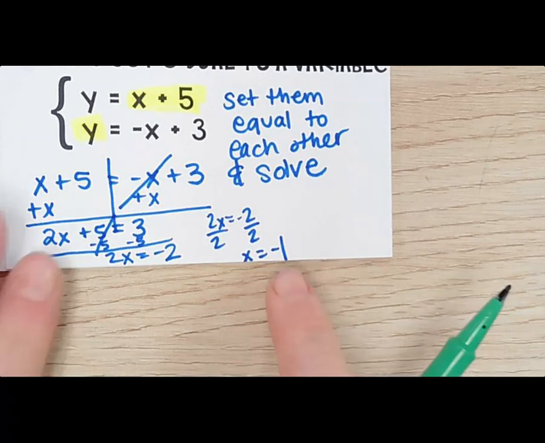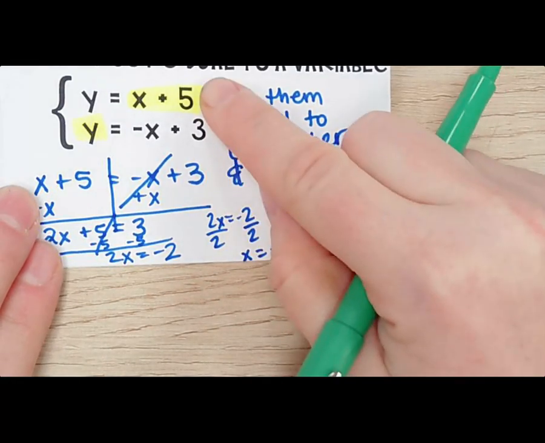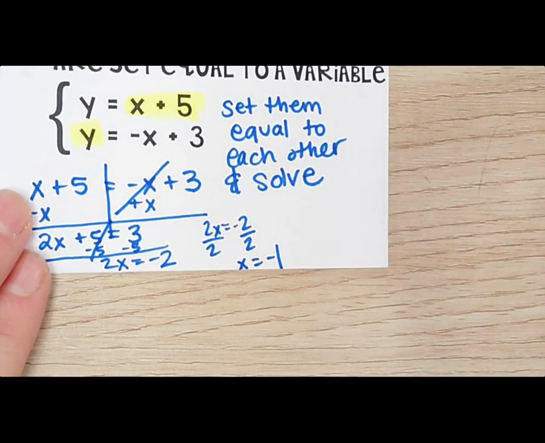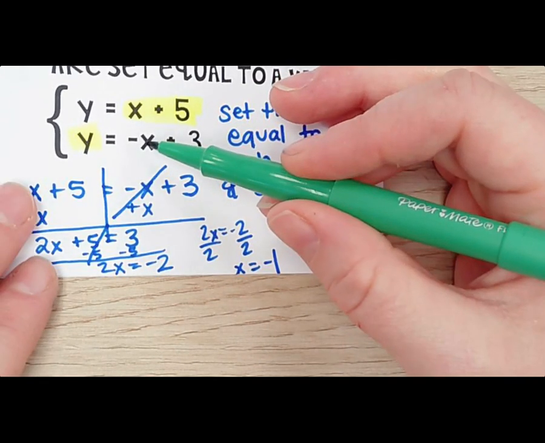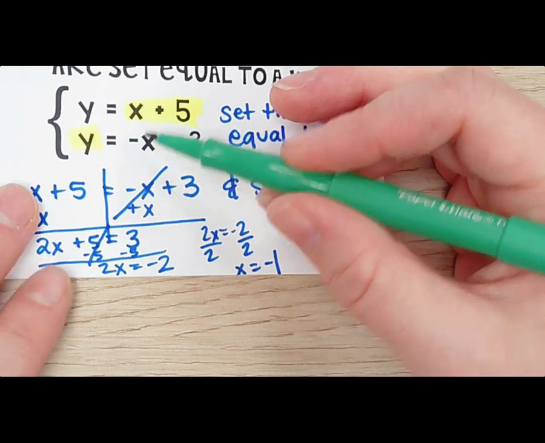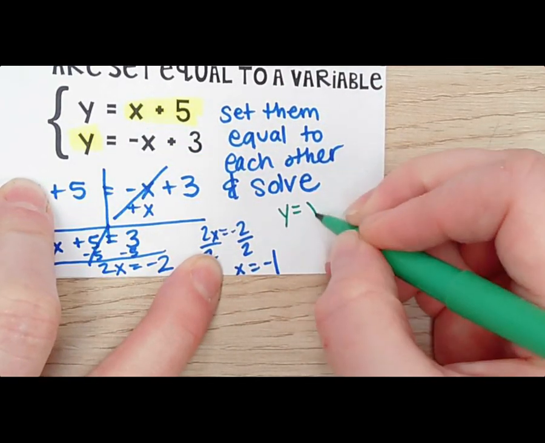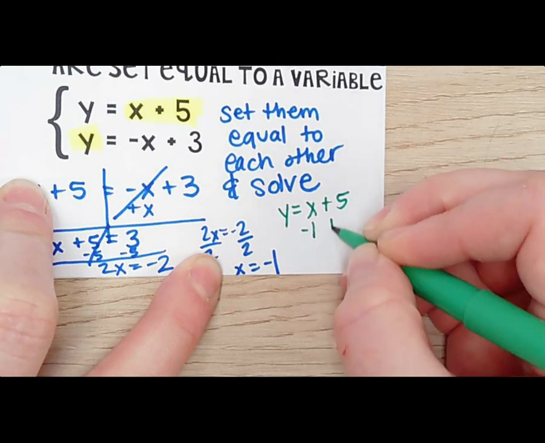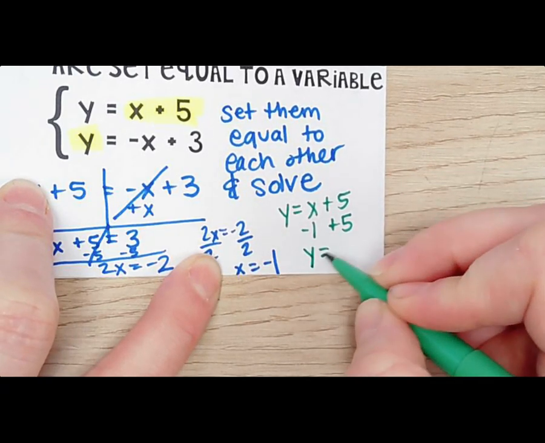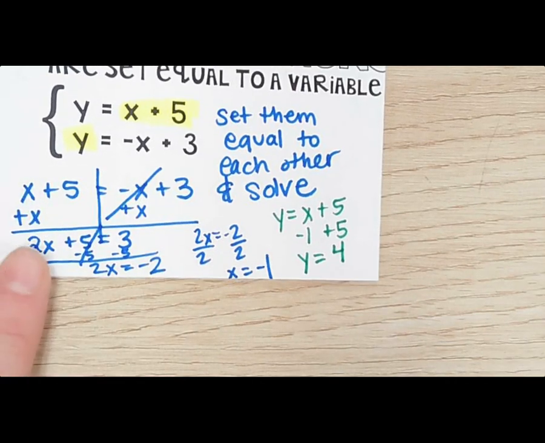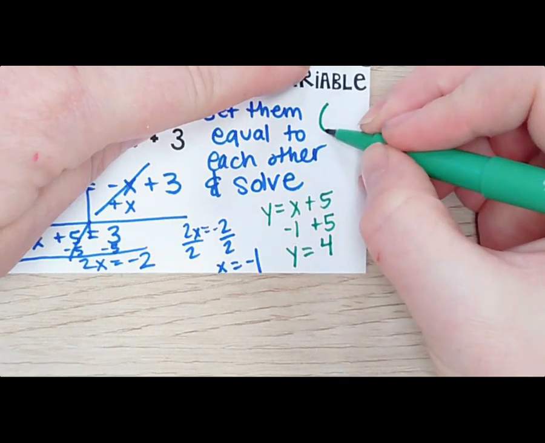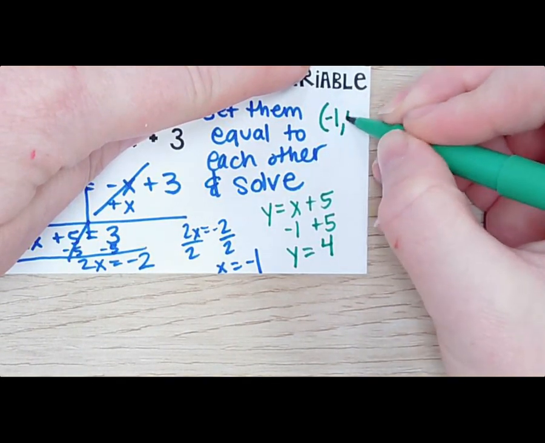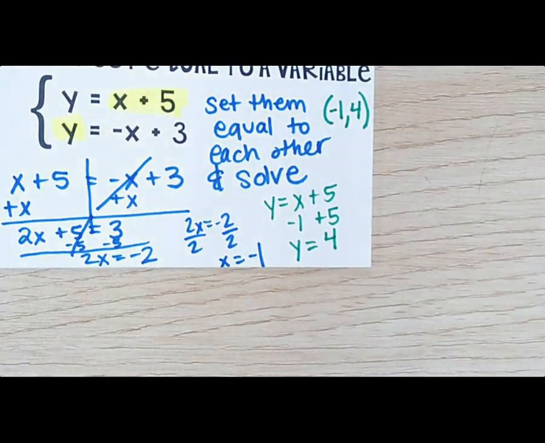And then after you get the x, you've got to find your y. Which equation should we plug the negative 1 in for x? Why the top one instead of the bottom one? Yeah, because that bottom one has that negative, so that could complicate things. It's just easier to do the other. So negative 1 plus 5. So what does y equal? 4. So we put it in as x, y: negative 1, 4.